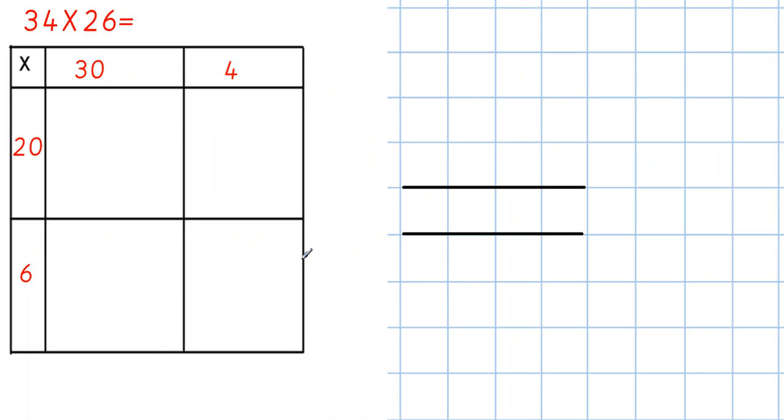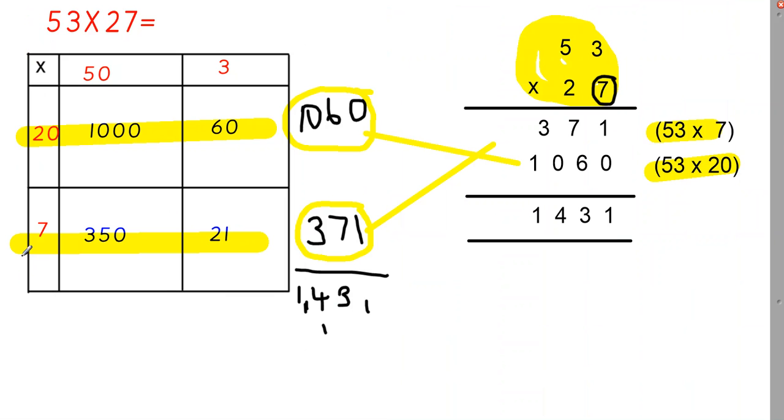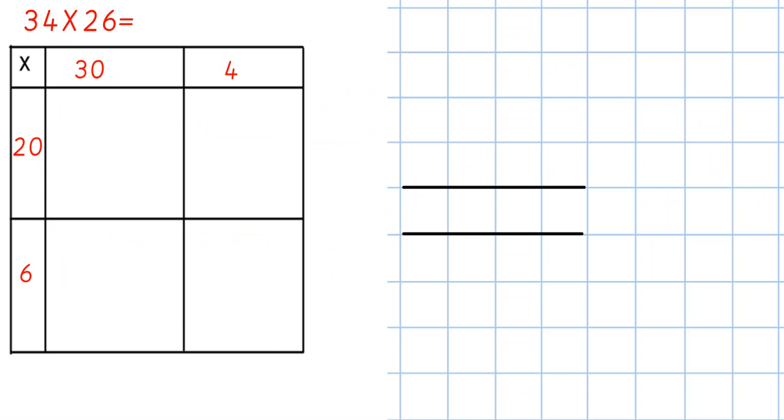So let's have a look at this one. Our first job is to have a go at completing this part, and then to record it as a more formal long multiplication like this one was. So I'm going to ask you to pause the video, complete the grid method first, and then have a go at recording it as a long multiplication, and we'll do it together in a moment.